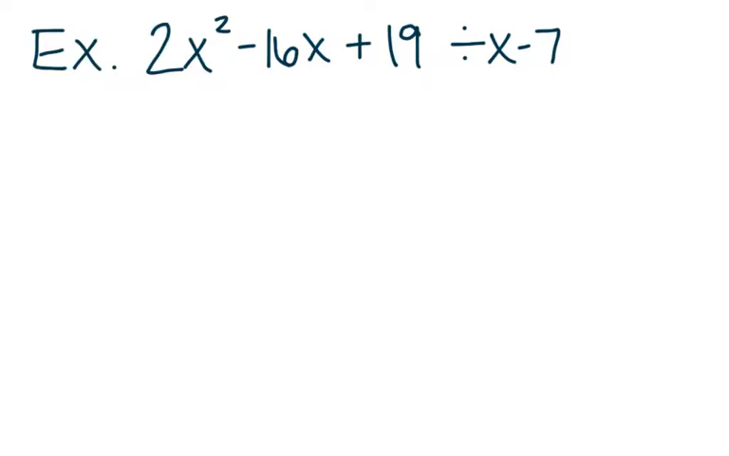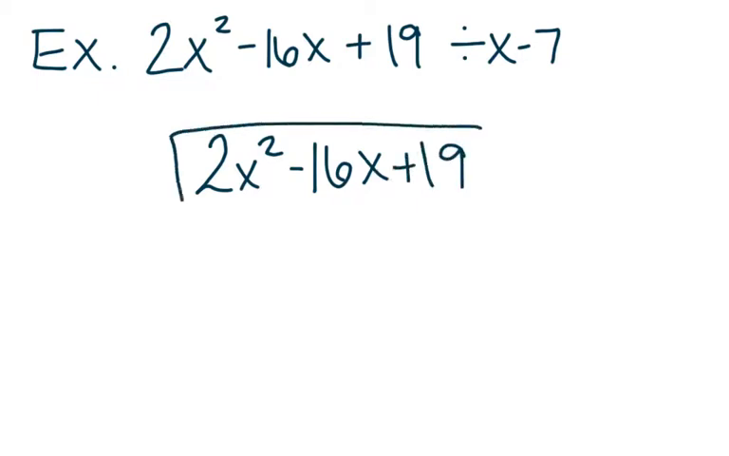Alright, we're going to do this one. So we're just going to practice. So we're dividing 2x squared minus 16x plus 19. That goes in our division bar. Our divisor is x minus 7. It goes outside. Okay, so we're going to look at the first terms. What would you multiply an x by to get 2x squared? The only thing you could do would be a 2x.